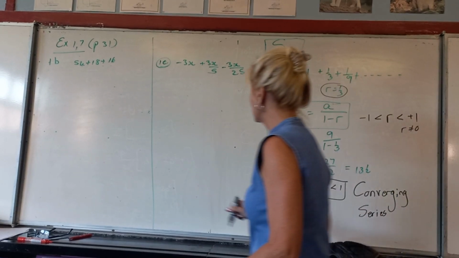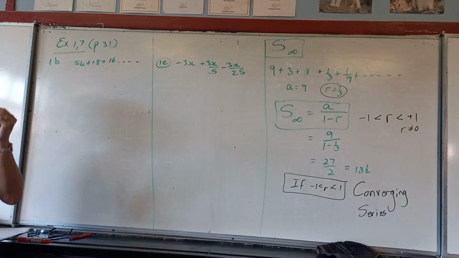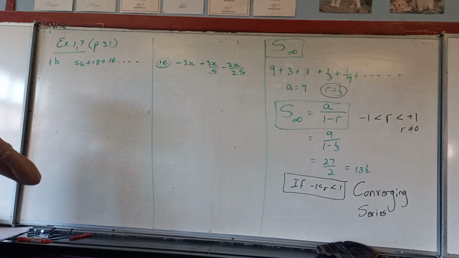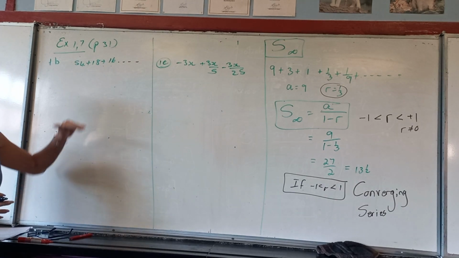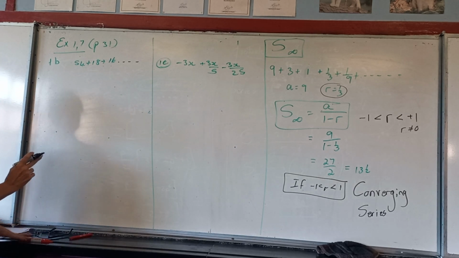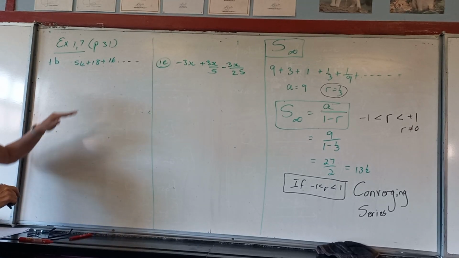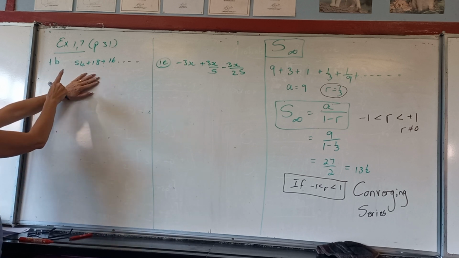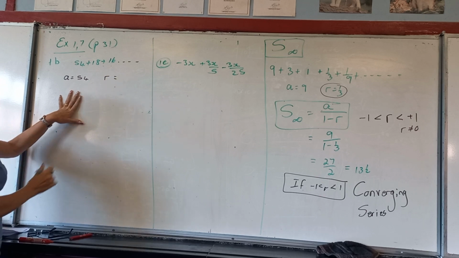So let's have a look at another sum. These sums would be like two marks each, just for the sum to infinity, which is on your information sheet. Did you find it on your information sheet? The question here is, find the sum to infinity. Well, they don't have to even say find the sum to infinity. They can just say find the sum. You have to realize, look at this thing. a is equal to 54, and r is equal to what?